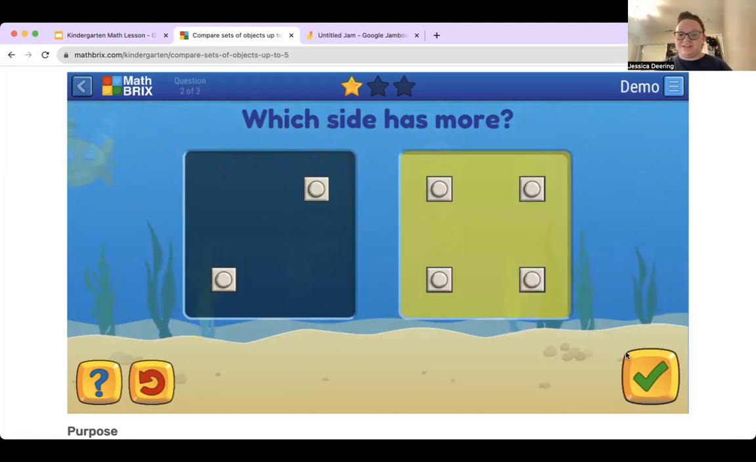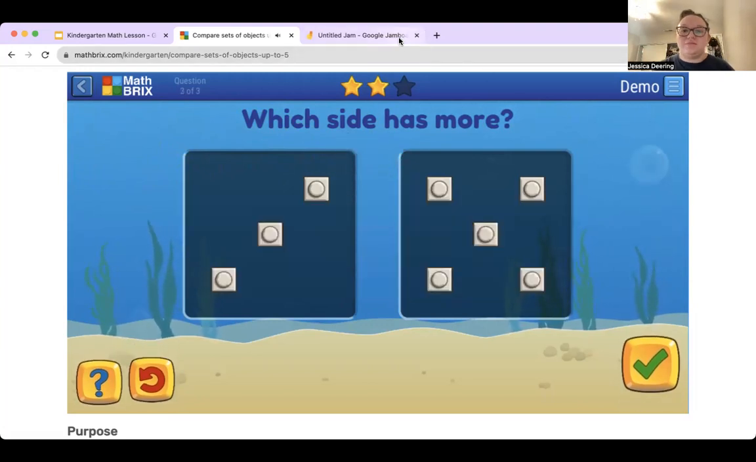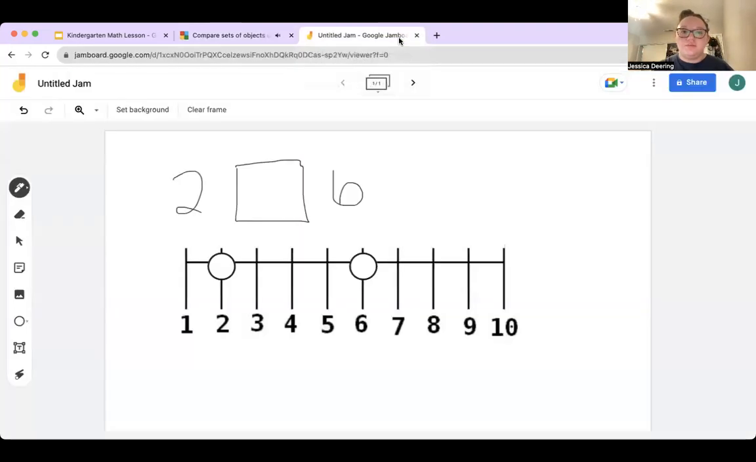That's right. Box 2 has more. So can I see your less than signs? Because we're eating the box with more counters. Way to go. Okay. Tap the side that has more bricks, and then tap the check mark. Now we're going to look at a number line.